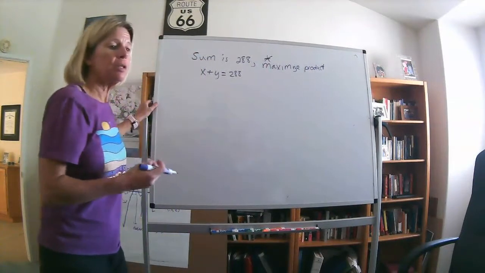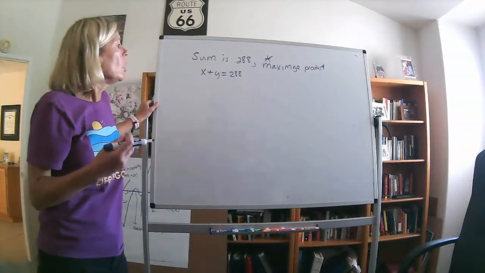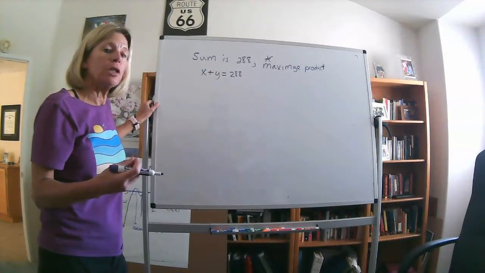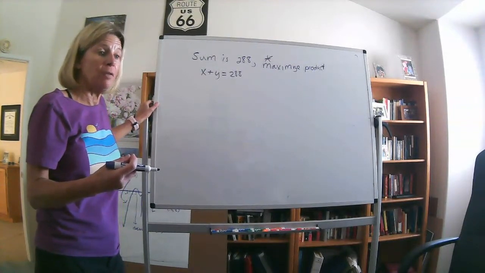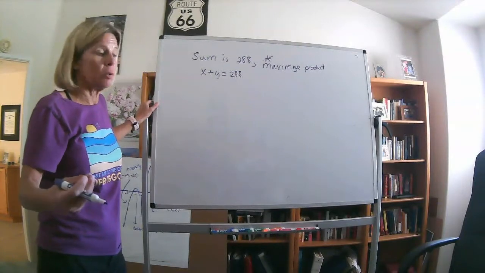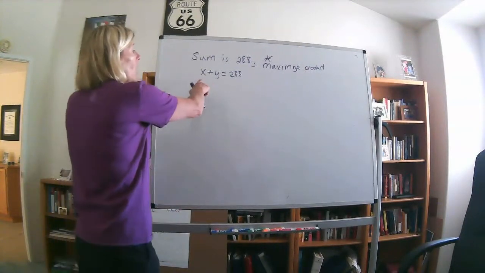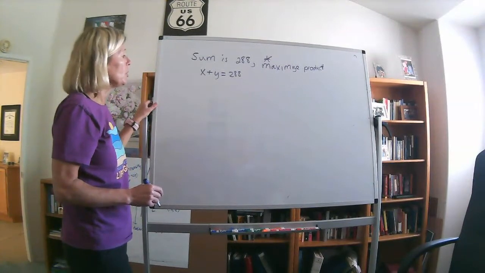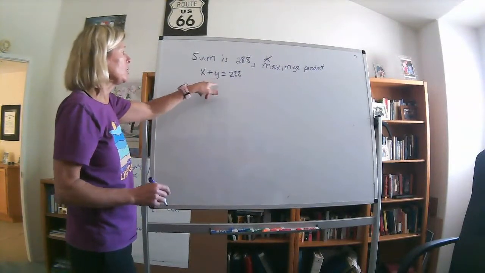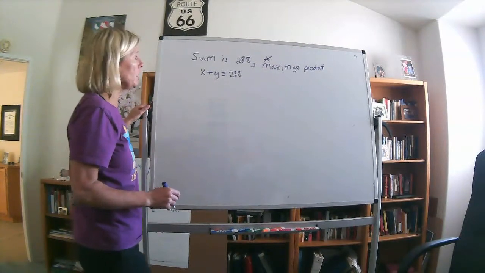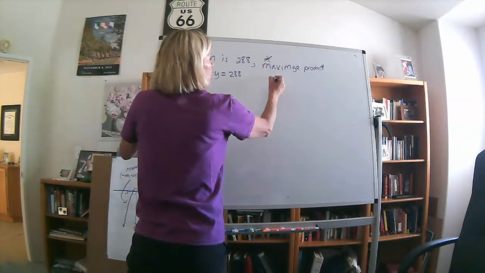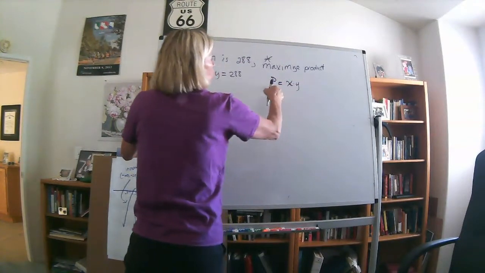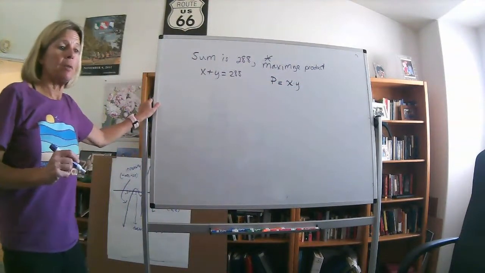I always put a little star, notate somehow what I want to maximize or minimize, because that is going to be the function that I find the derivative of and set equal to 0 and get my critical points. I'm going to let x and y represent my two numbers. If the sum is 288, that's just x plus y equals 288. The product means multiply, product equals x times y. This is what I want to maximize.